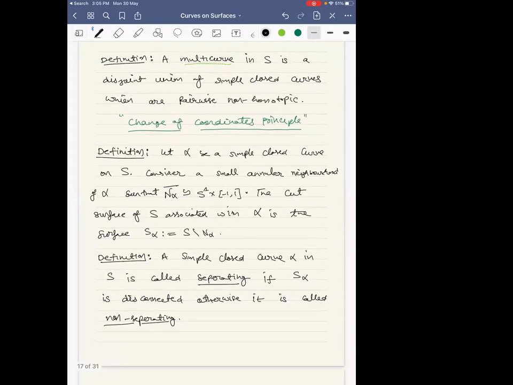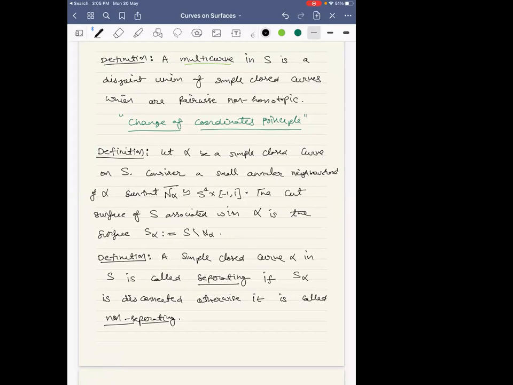Okay. So the next thing we will discuss is the change of coordinate principle, and we will see how it will simplify things for us. So for this we will start with a simple notion.